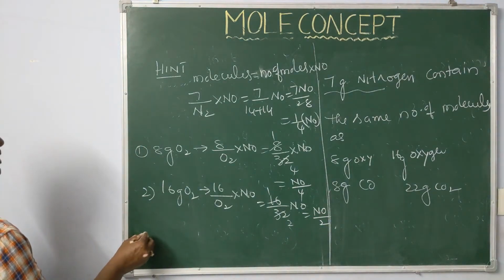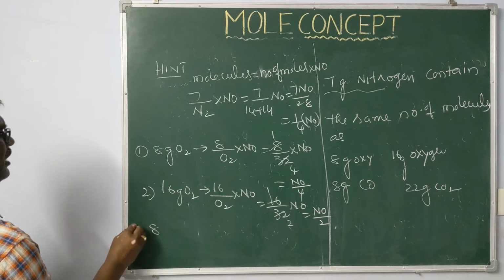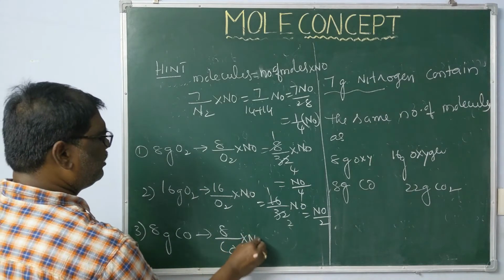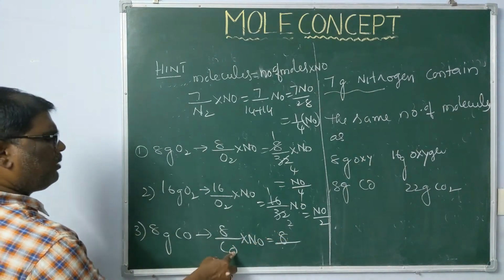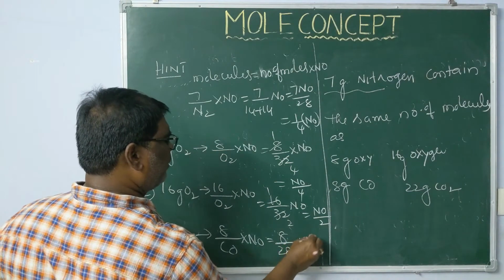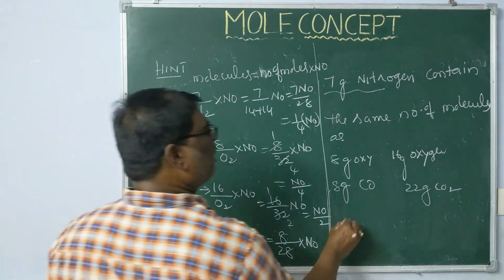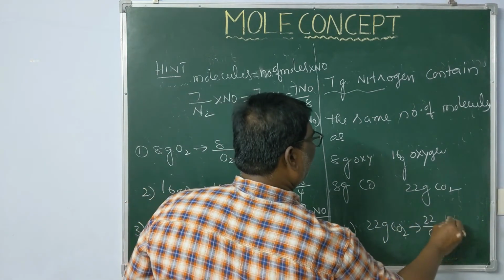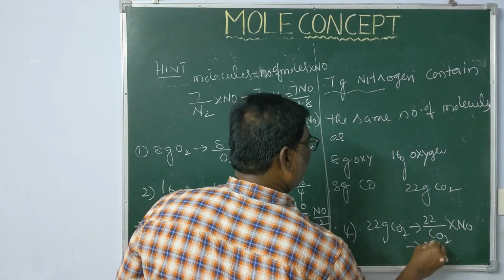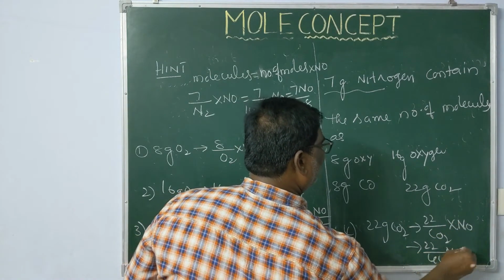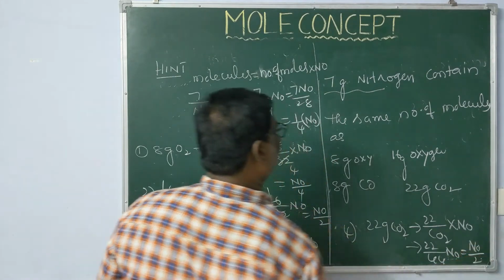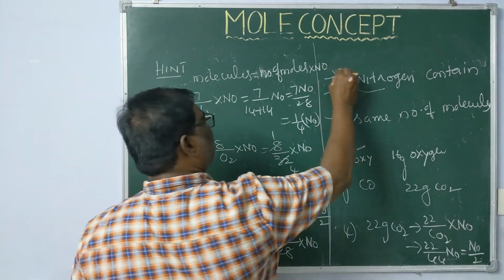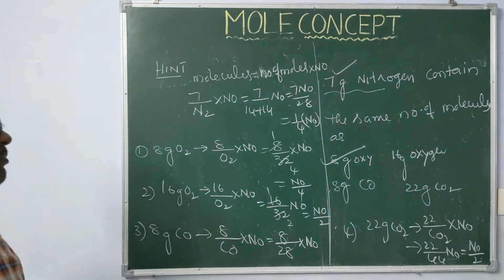Now the third option is 8 grams of carbon monoxide. 8 by formula weight, 12 plus 16 means 28, into Avogadro number. The last option is 22 grams of CO2. This is 22 by formula weight, 22 by 44 into Avogadro number. This is N0 by 2. So what is the right option? The right option is 8 grams of oxygen and 7 grams of nitrogen contain the same number of molecules.